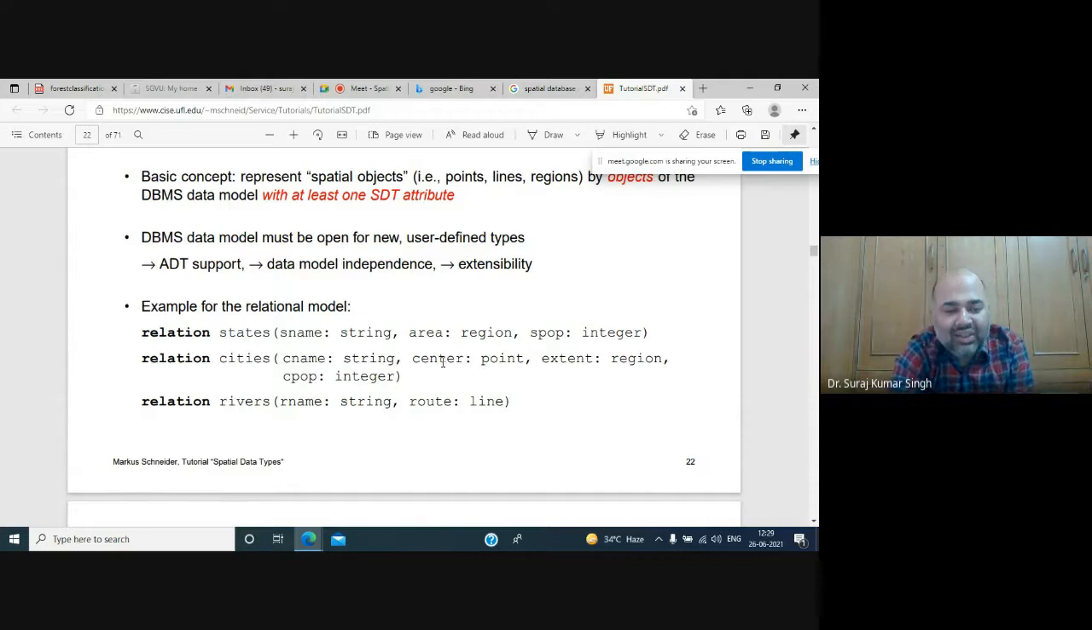And finally, the relation rivers, like there is a river. The river name will be a string, and the route through which it is flowing. So you create a line. So the route will be a line.